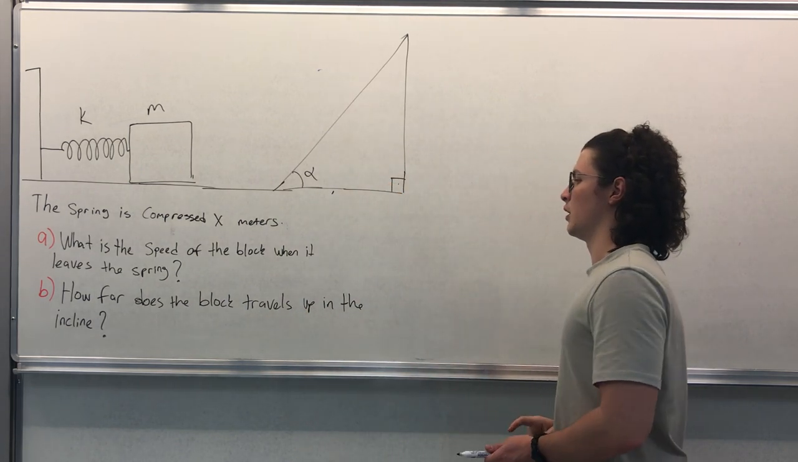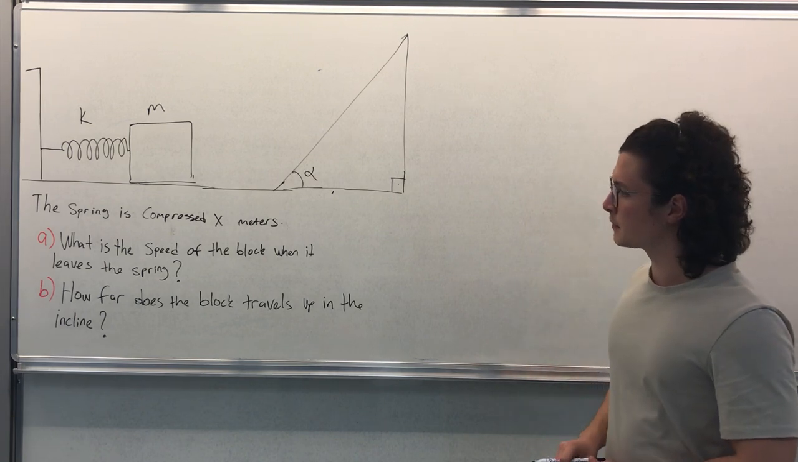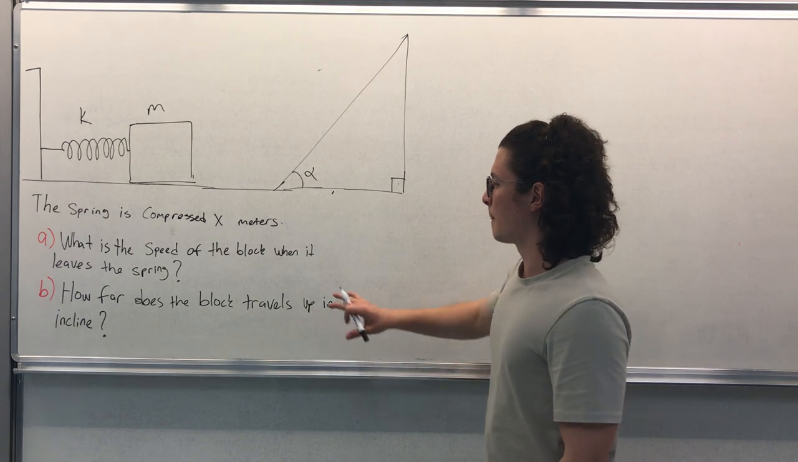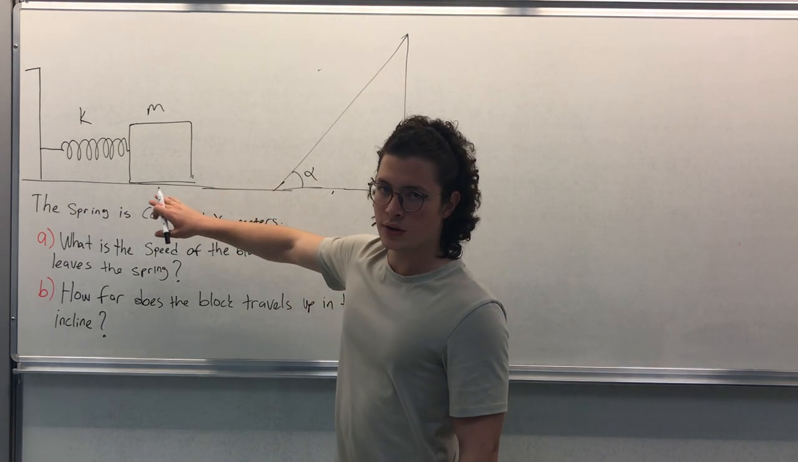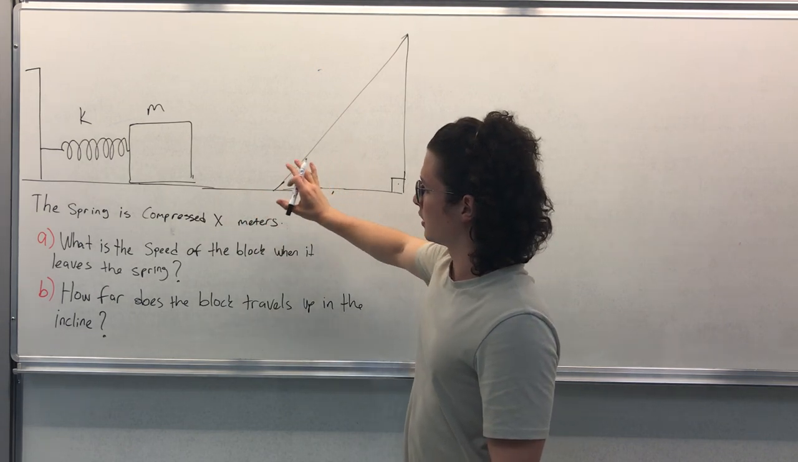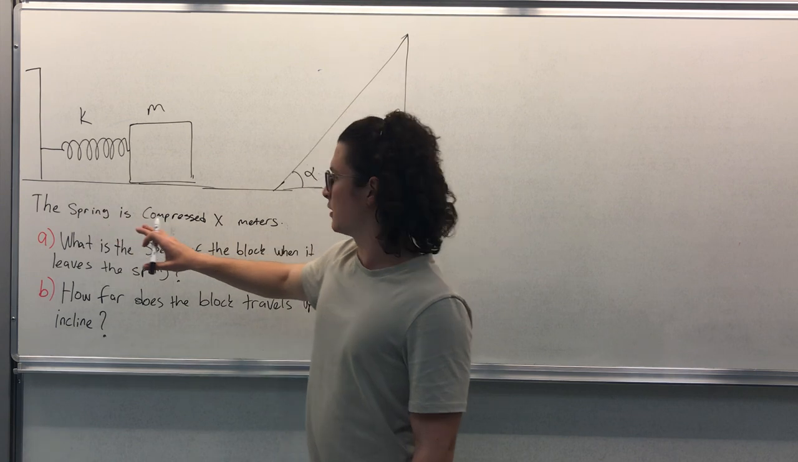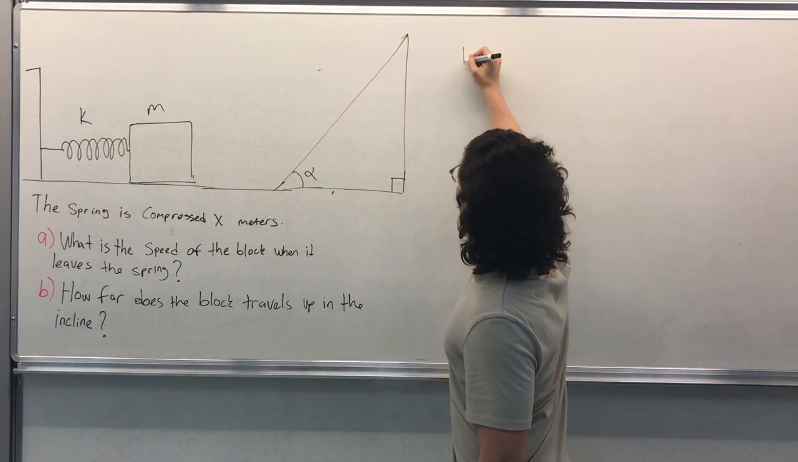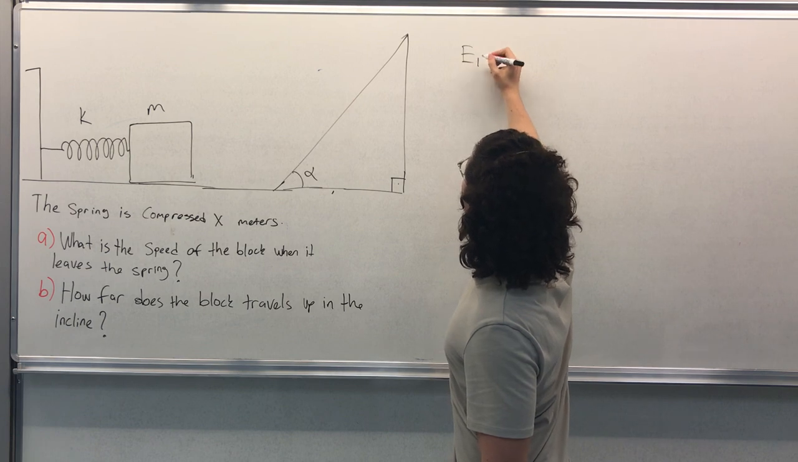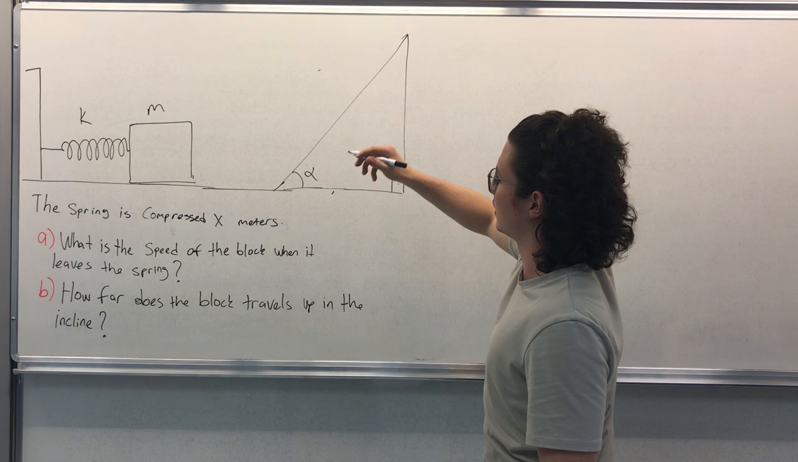So let's start with part A. For this part, since there is no friction, we will write the initial energy and set it equal to the final energy. Let's write it like this: energy initial. Let's directly write it.